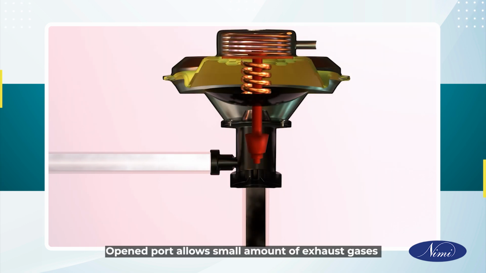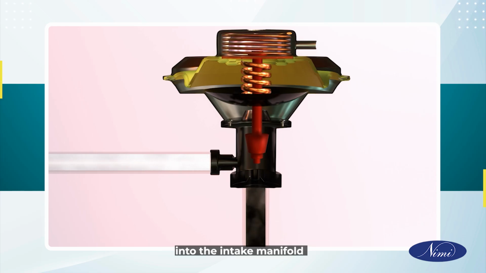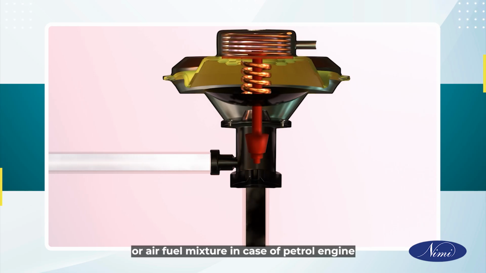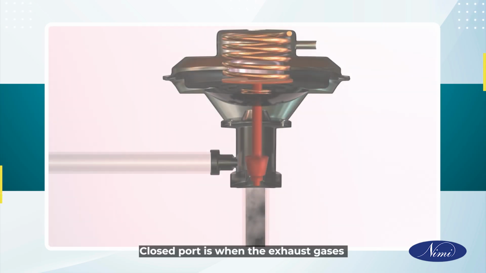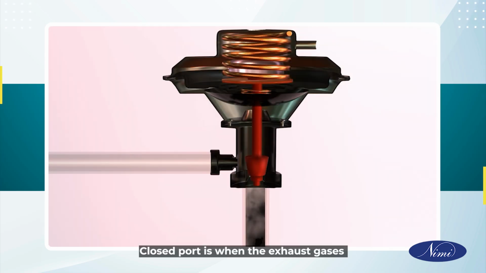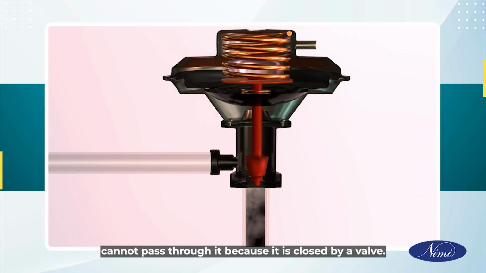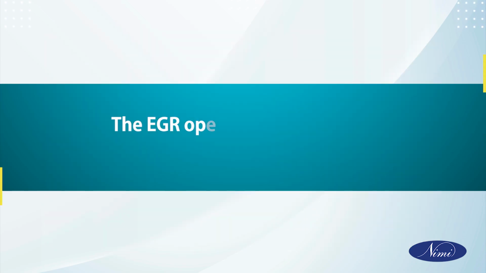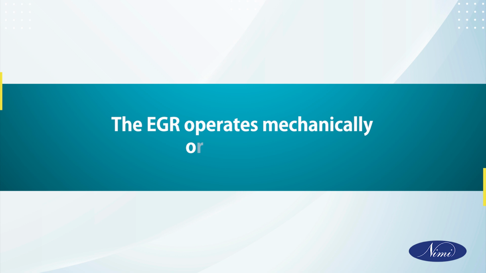Opened port allows a small amount of exhaust gases into the intake manifold, and it mixes with the fresh air in the case of a diesel engine, or air-fuel mixture in the case of a petrol engine. Closed port is when the exhaust gases cannot pass through it because it is closed by a valve. The EGR operates mechanically or electrically.